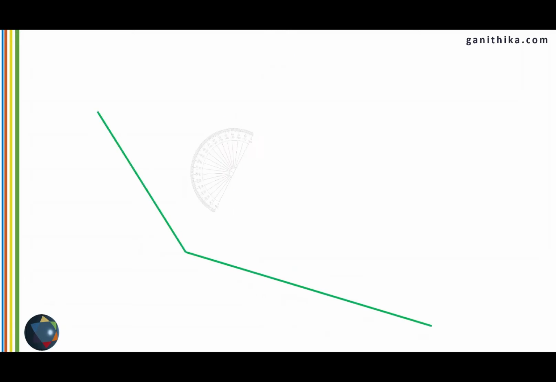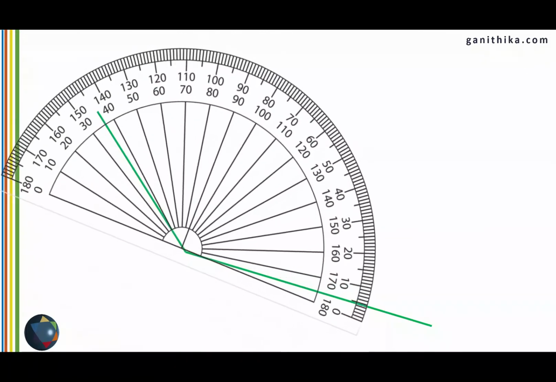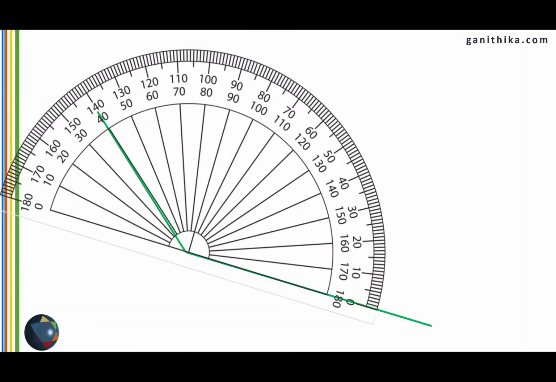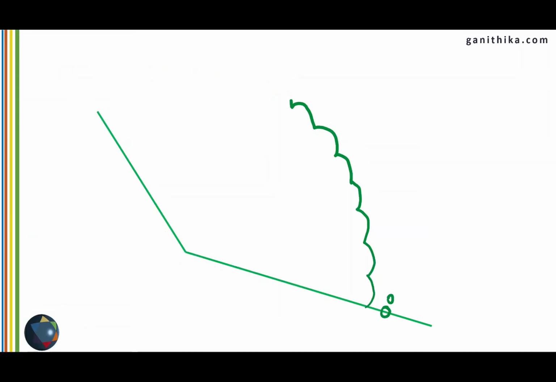Another example, align the protractor accordingly and check for the baseline coinciding with the zero of the protractor. It goes on this side until the second line. It is 140 degrees. Therefore, the angle made by this is 140 degrees.